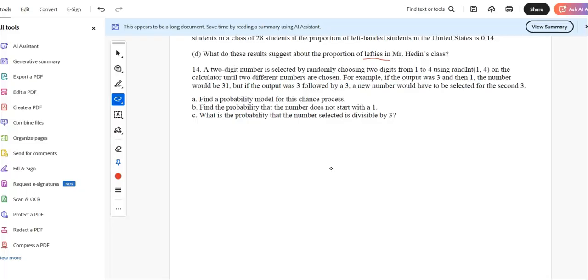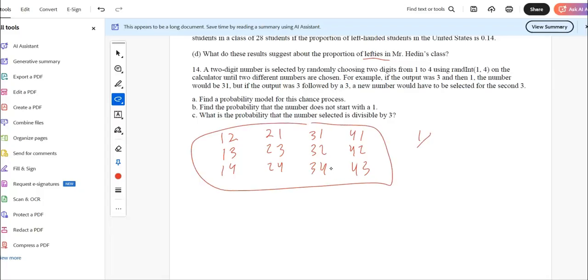So for the probability model, let's list out all the possibilities. 1, 2; I can't get 1, 1, but I can get 1, 3 and 1, 4. Then 2, 1; 2, 3; 2, 4; 3, 1; 3, 2; 3, 4; and 4, 1; 4, 2; 4, 3. So there are 12 possible outcomes, and there's a 1/12 chance of each of those happening. For a probability model, you need the sample space listed out and the chance of each thing, and it's a 1/12 chance every time.